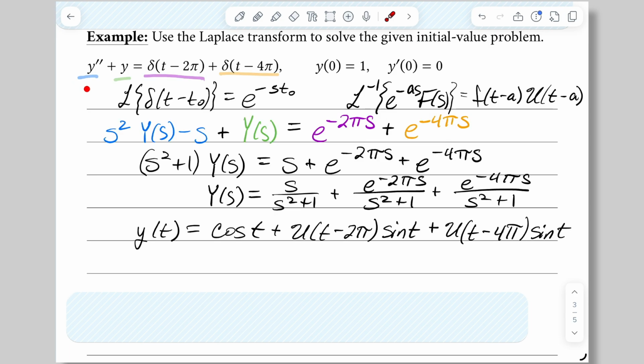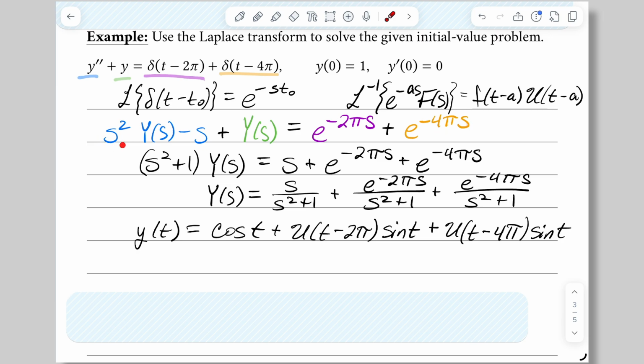The transform of y double prime is s squared y of s minus s y of 0 minus y prime of 0, and s y of 0 gives us just s because y of 0 is equal to 1. The transform of y is y of s, and on the right-hand side, the transform of delta of t minus 2 pi is e to the negative 2 pi s, and for delta of t minus 4 pi, we have e to the negative 4 pi s.